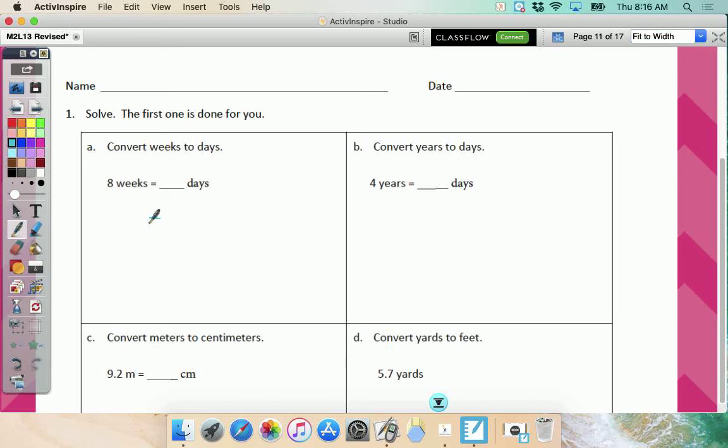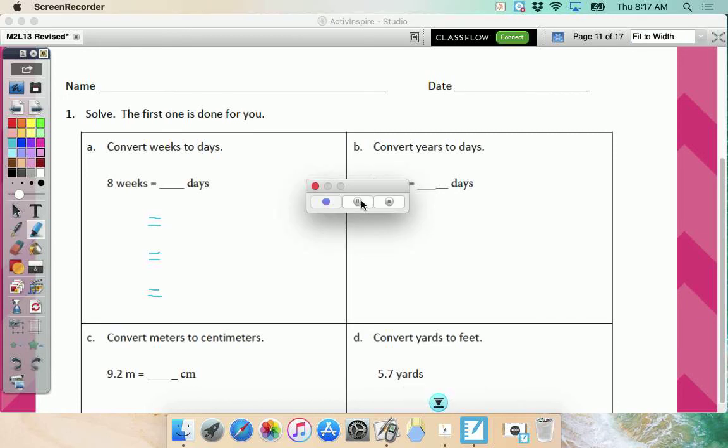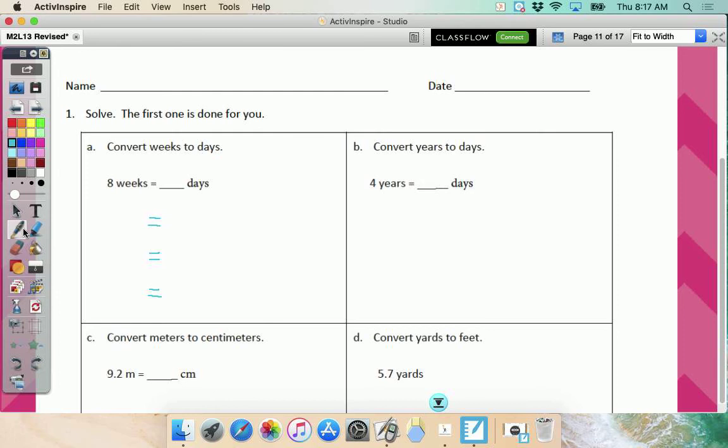Working on. So the strategy involves 3 sets of equal signs. Okay, so does anyone remember what I need to write on this first one? 1 week. 1 unit, 1 week. So 1 week, WK, equals how many days? 7. Okay.